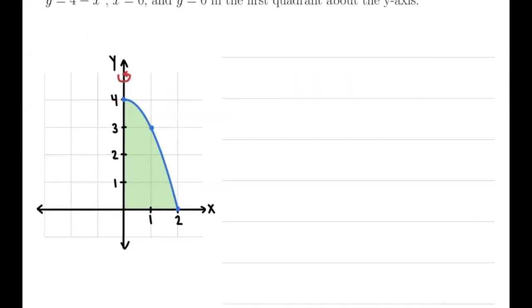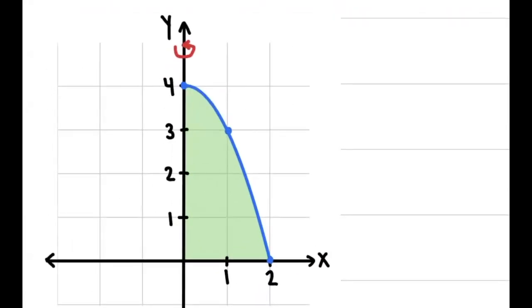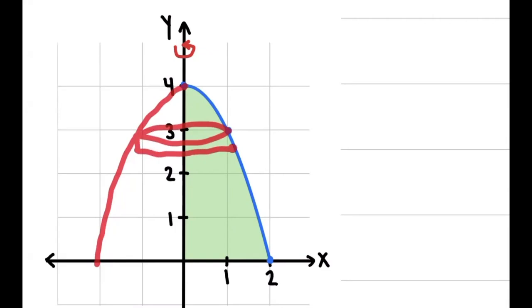Notice how the axis of revolution, which is the y-axis, is vertical. This changes the setup of our integral. This is because the slices are now perpendicular to the y-axis. If you were to revolve this, the discs are going to look like this. You're going to have these horizontal slices that are perpendicular to the y-axis. So the radius of each slice is now a function of y, not a function of x. So we have to express everything in terms of y.